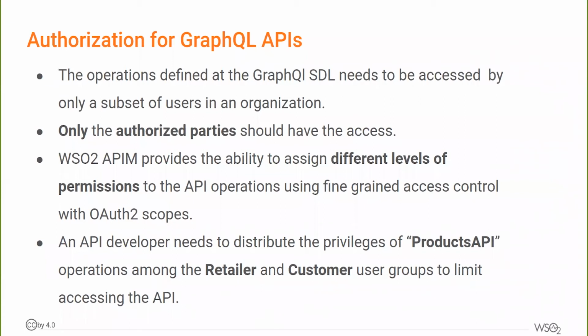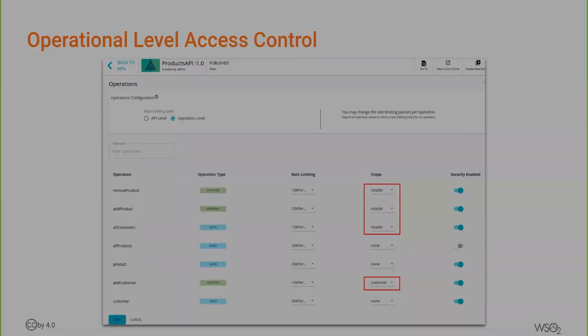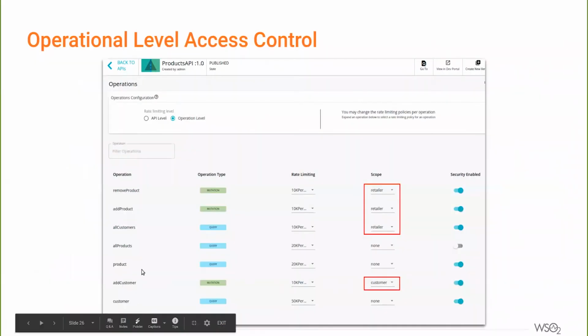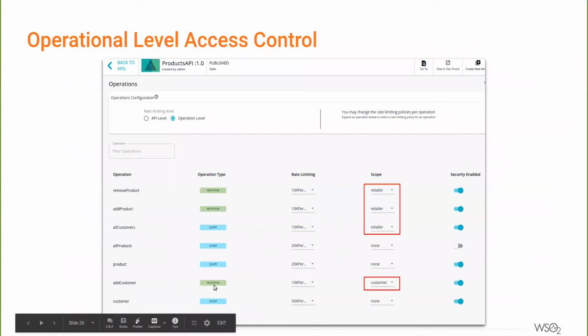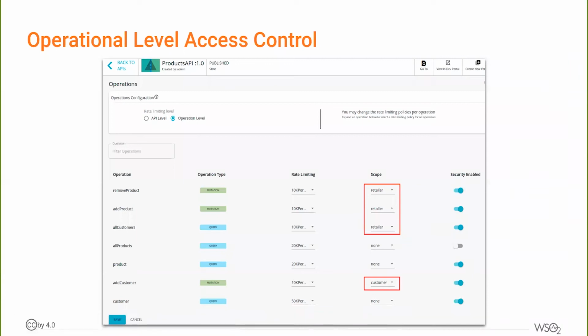And as you can see in the image, the operation to add or remove product should only be accessed by the retailers. So we have added the retailer scope here, and similarly the add customer operation should only be open to the customers. So we have added the customer scope there. By looking at these scopes, the API gateway can decide whether to allow the request or not.